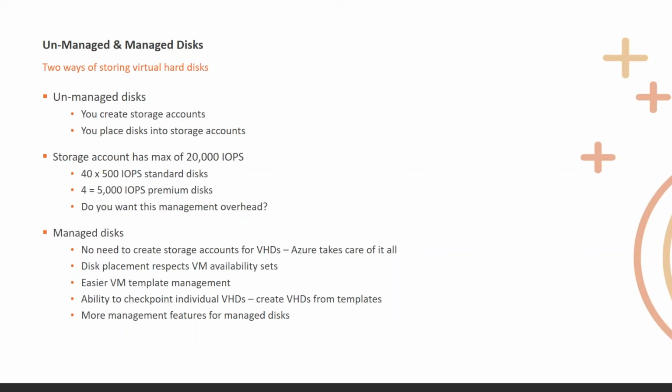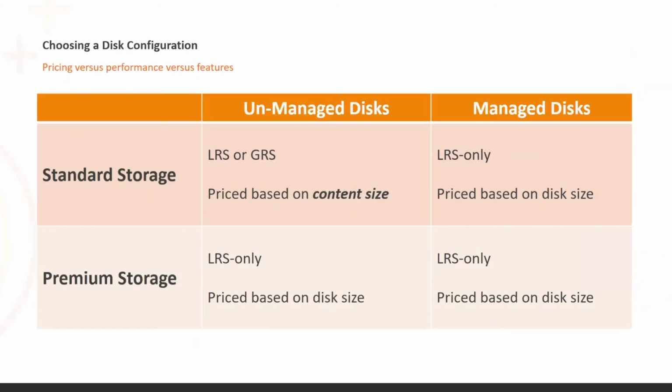And because these are now visible as objects the same way as virtual machines and other things are. Whereas the other option with unmanaged disks, they're just files. So it's a lot less manageable. So how do we pick and choose what we're going to do?